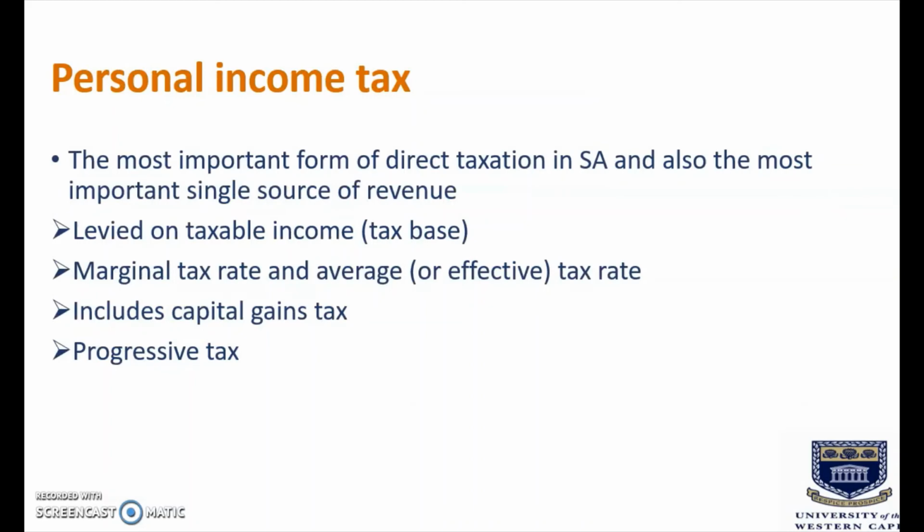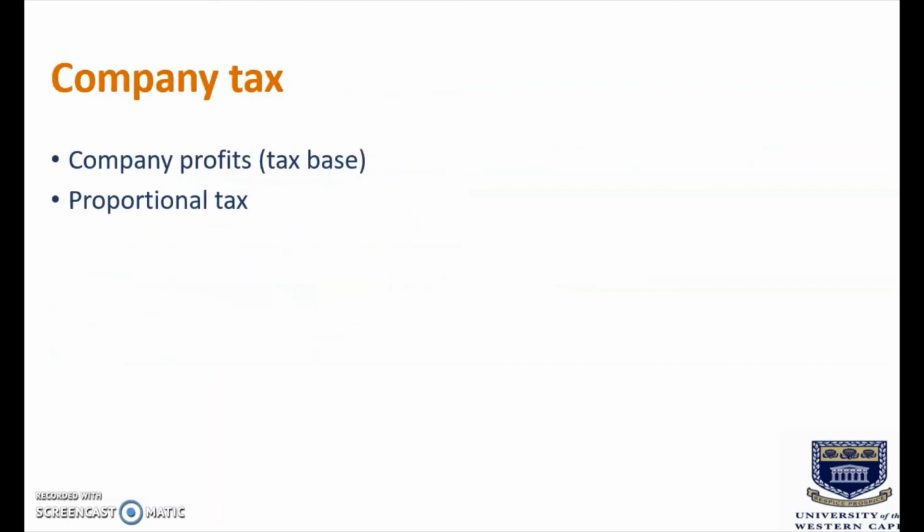Personal income tax, the most important form of direct taxation in South Africa, and almost the most important single source of revenue. It is levied on taxable income, with the marginal tax rate and average tax rate. It includes capital gains tax, and it is a progressive tax. Company tax is taxed on profits of the company, and it is a proportional tax, meaning that the same tax rate applies to all companies regardless of the size of their profits, which makes it different from personal income tax, where the rate increases as income increases.